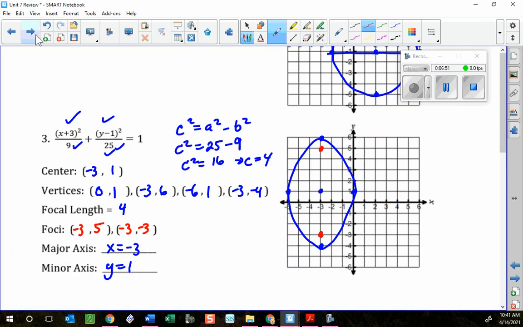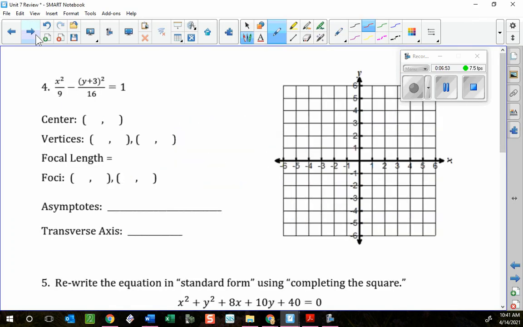All right, so next one. Finally, a hyperbola. I can tell it's a hyperbola because it has a minus in the middle and it has a 1 right here. All right. So the center, my x is 0, my y is negative 3, so I'm going to mark that on here. My x direction, I go 3 each way, so 3 to the right, 3 to the left. My y, I go 4 because of the 16. So 1, 2, 3, 4, and 1, 2, 3, 4.